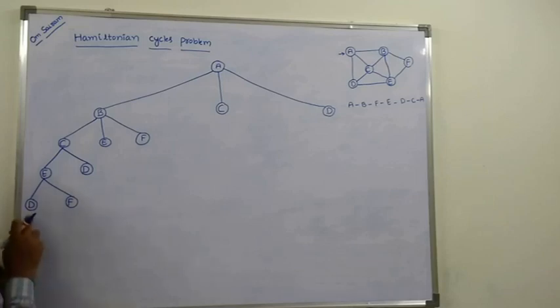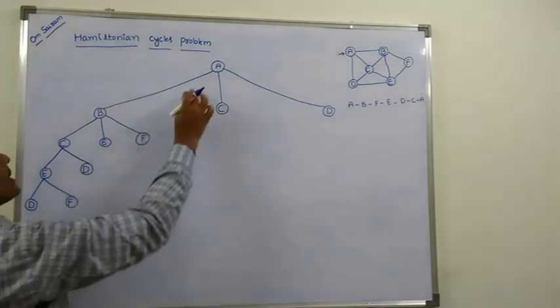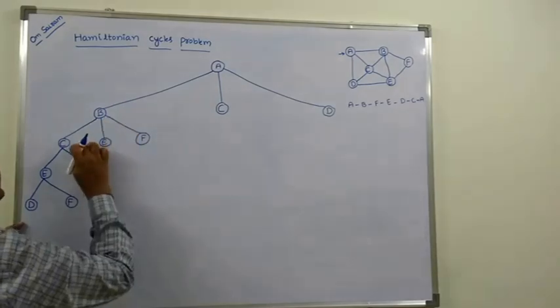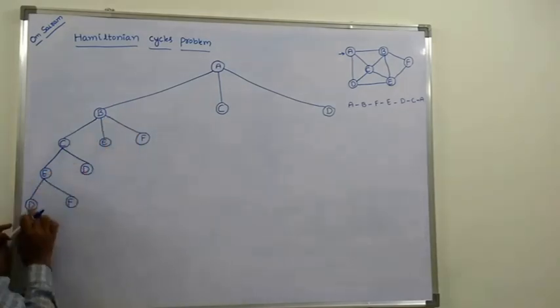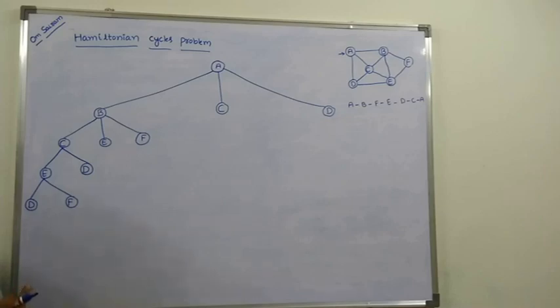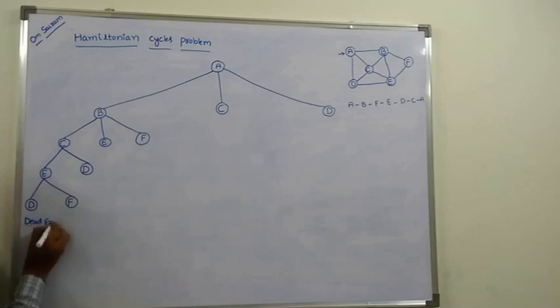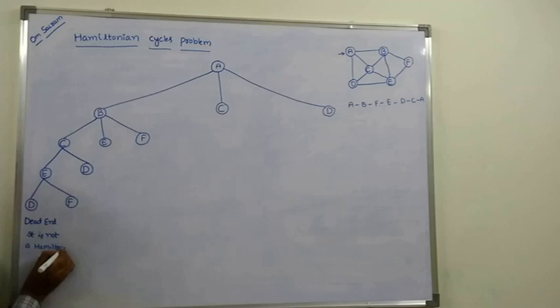So the path contains A, B, C, E, D, but F is not there. So it is a dead end. F is not there, so it is not a Hamiltonian cycle.